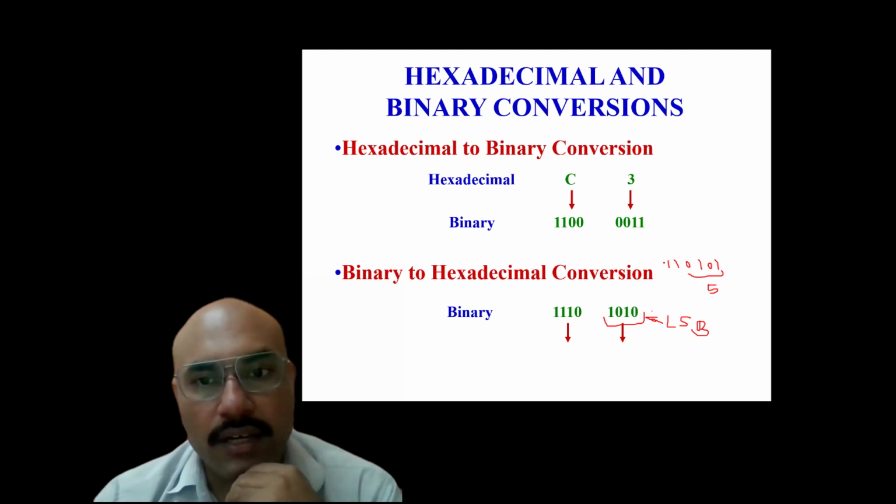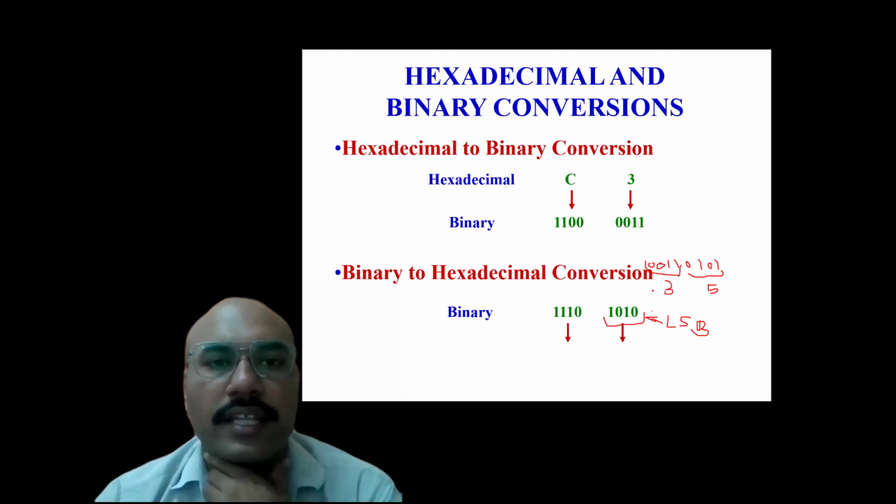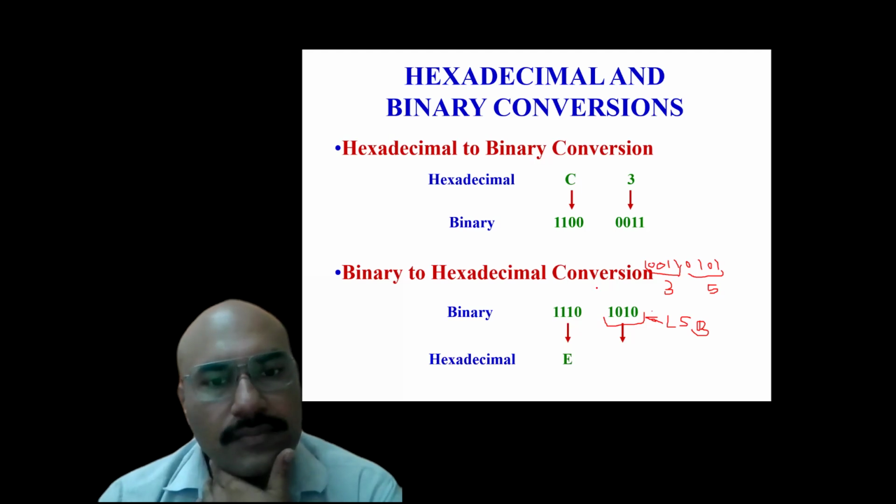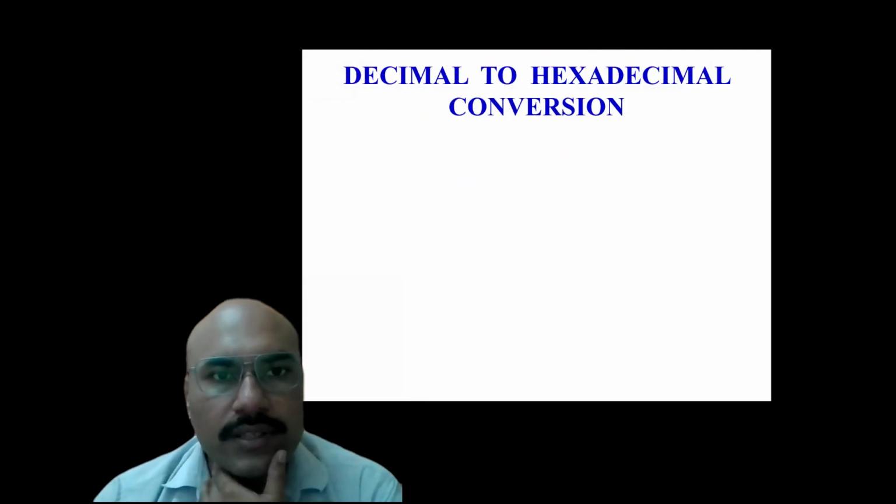And what is left? Only 2 digits are left. So what you can do, to make a group of 4, you can add 2 zeros here. Once you add 2 zeros here, you can make a group of 4 again. And it is the code for 3. So this is 3, 5 in hexadecimal. Right?